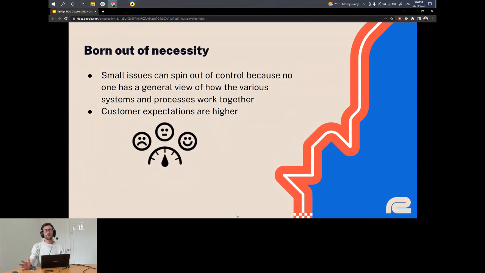So without RevOps, small issues can actually spin out of control because no one in your business has a general view of your customer and how the various systems and processes work together to try and delight that customer. So it's very important because customers nowadays expect a positive experience from all interactions with businesses. The expectations are the highest that they've ever been. And if you don't meet those expectations, you'll never see them again.